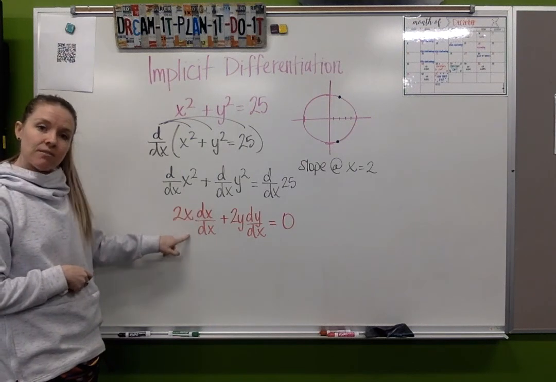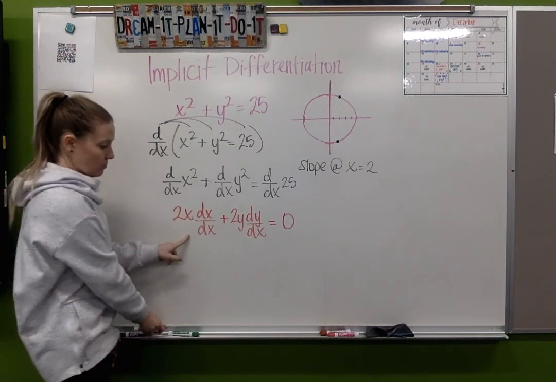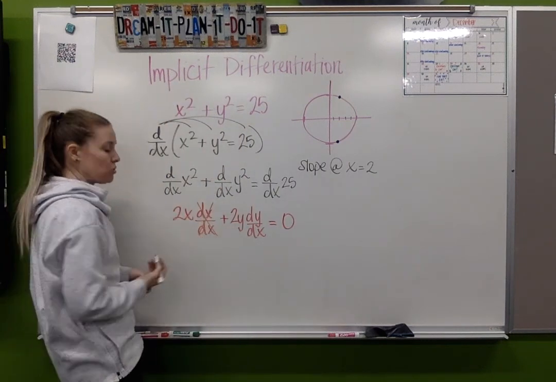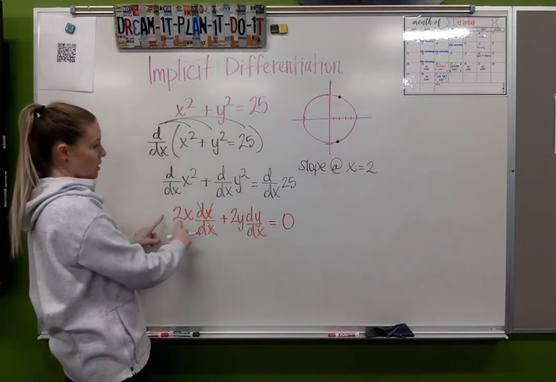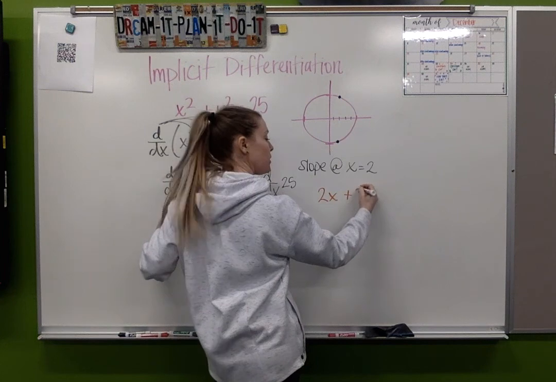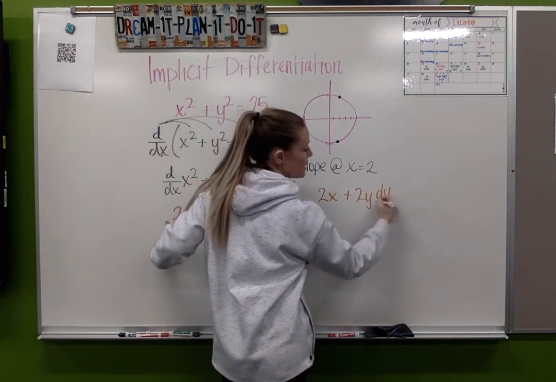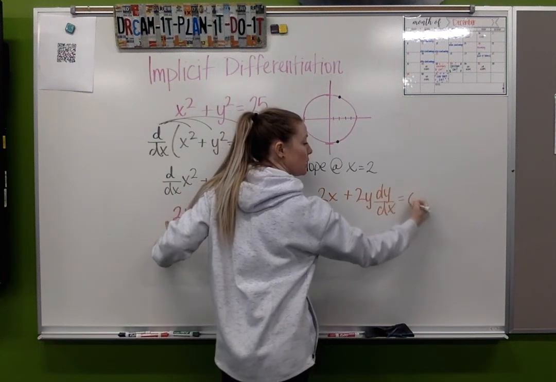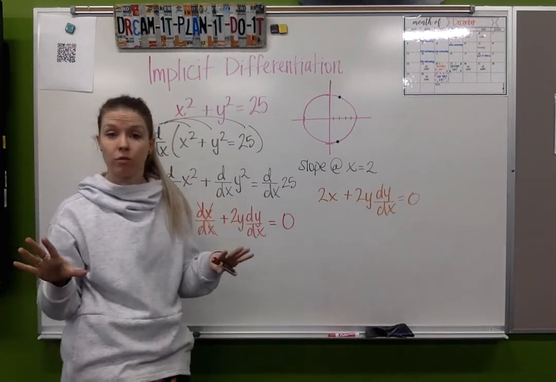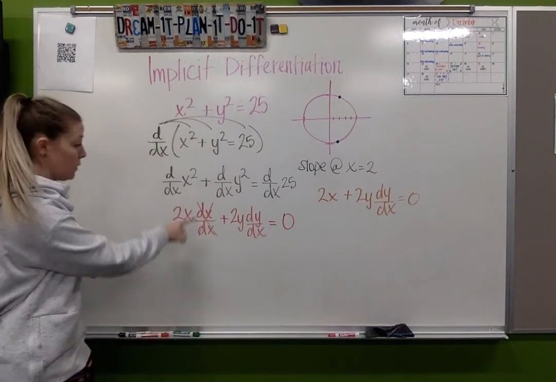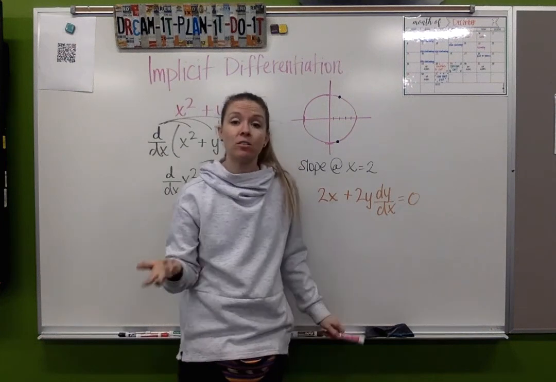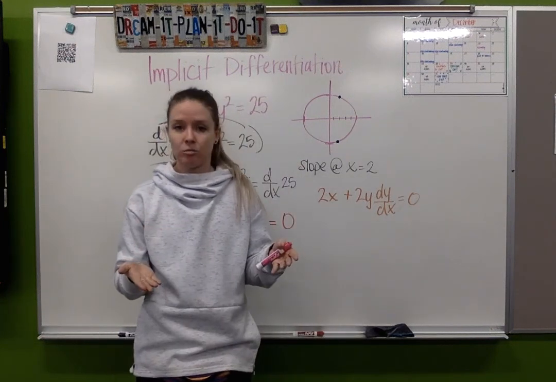What's dx divided by dx? We know that that's just 1, so we can reduce that out of our equation, and what we're looking at right now is 2x plus 2y dy dx equaling 0. So, the calculus part is over. We took the derivative, we kept it in terms of our variables, and now our final step is algebra.